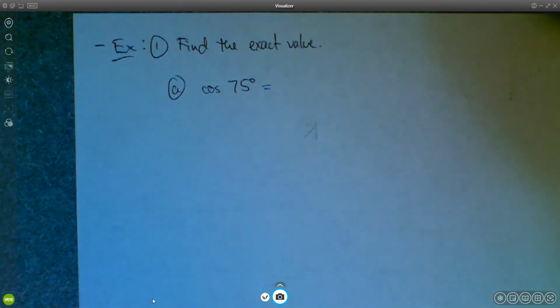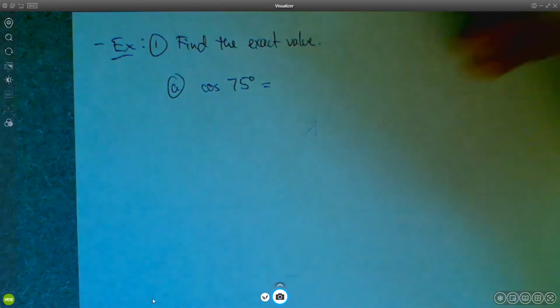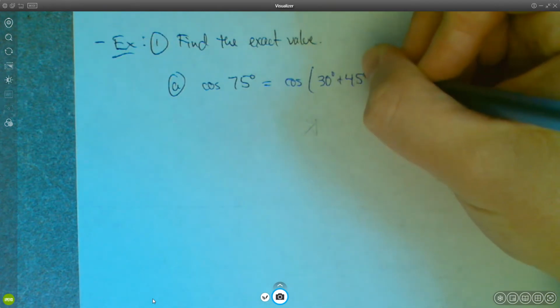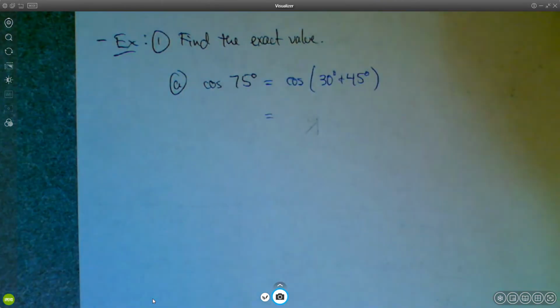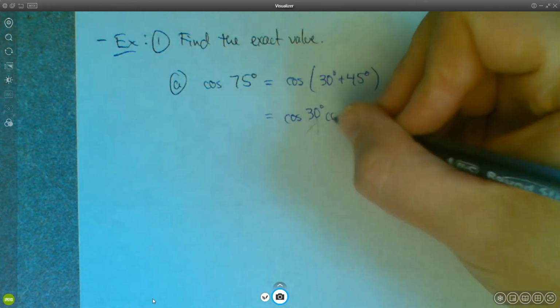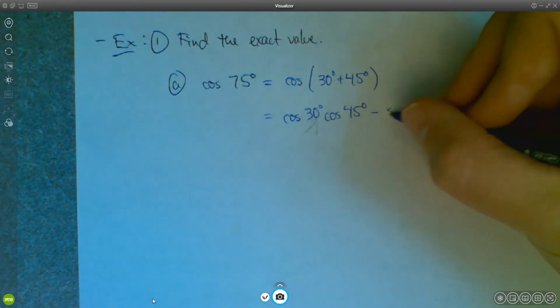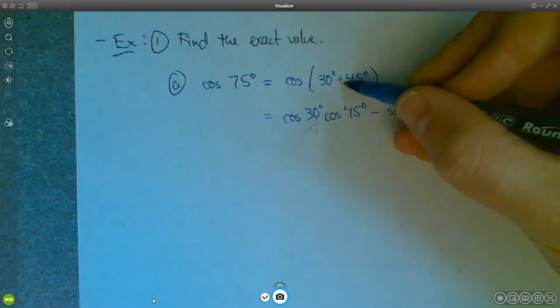So 75 degrees, we could call it 90 minus 15, except we don't know 15. Or we could call it 30 plus 45. We know 30 and 45, right? So I'm going to call this cosine of 30 degrees plus 45 degrees. And then I'm going to apply my sum identity for cosines, right? So the sum identity says that this is going to be cosine 30 degrees, cosine 45 degrees, minus sine 30 degrees, sine 45 degrees. So the sign is opposite.